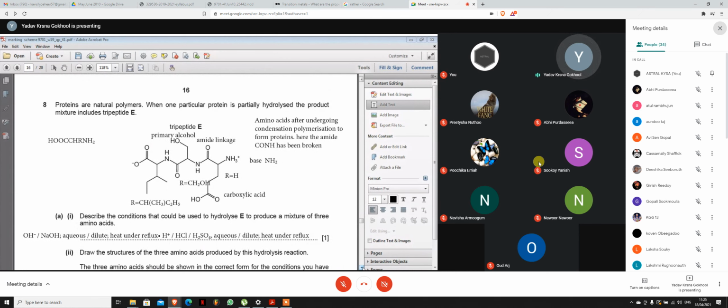Now, we are at proteins. We all know that proteins are made up of amino acids. Now, what is important is to look at the molecule. This is the general formula. So we start from the left.